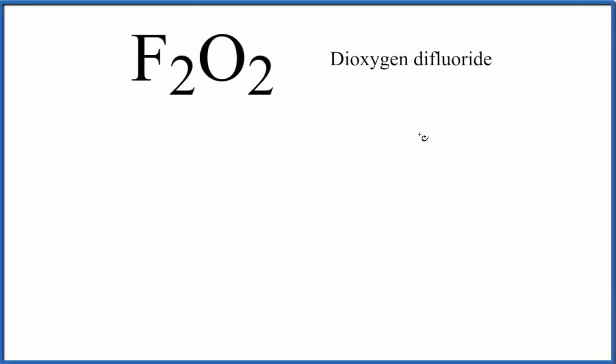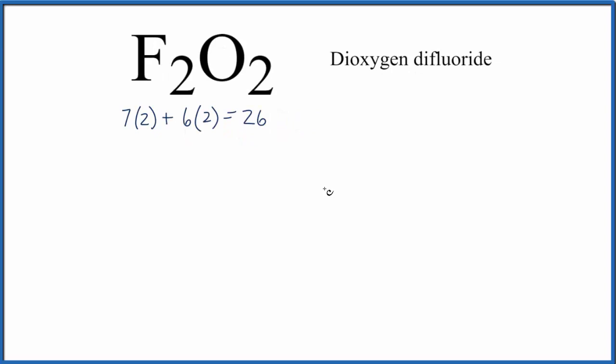In this video, we'll write the Lewis structure for F2O2, dioxygen difluoride. So we count the valence electrons up. Fluorine has 7, and we have 2 fluorines, plus oxygen, 6. We have 2 oxygens, so that's 14 plus 12. We have 26 total valence electrons for F2O2.